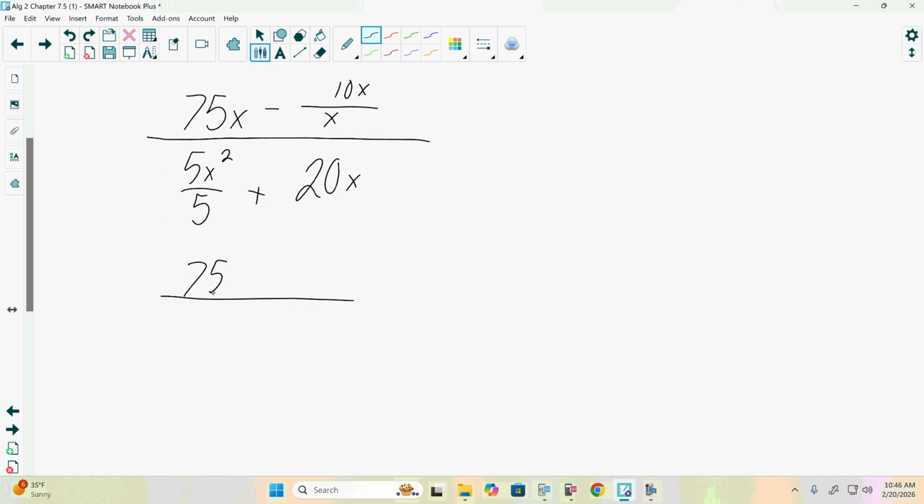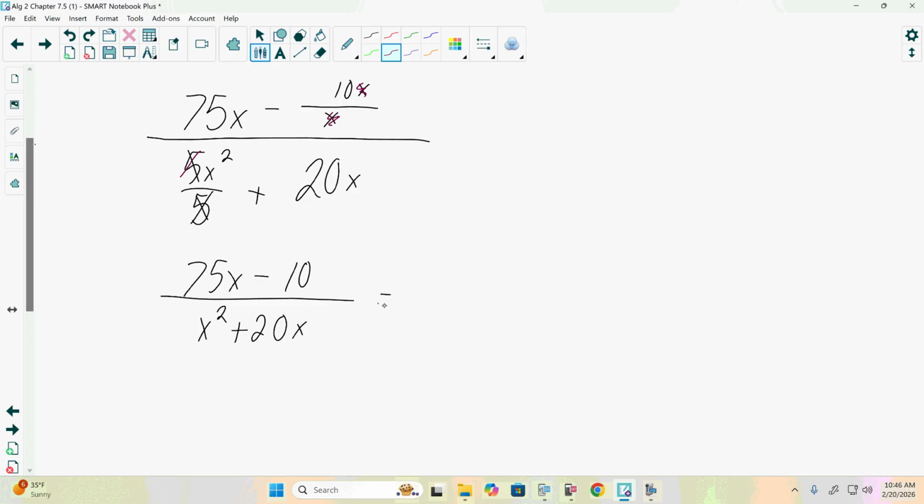75x is still going to be 75x minus our x and x, because it is multiplied on top, but simplified just gives us 10. On bottom, 5 and 5 would cancel, giving us x squared plus 20x. And I think that's where you got for sure, yes?